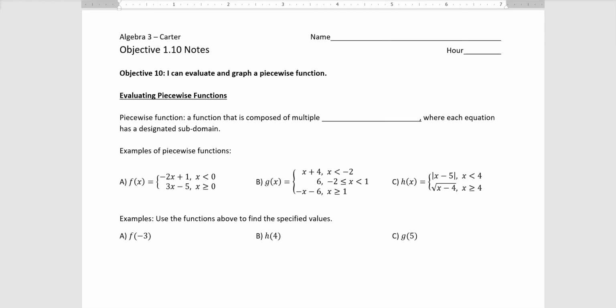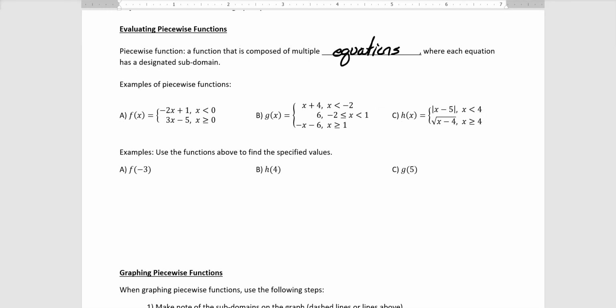Hello, and welcome to our Objective 1.10 notes, the final notes for Unit 1. Our final objective, Objective 10, says I can evaluate and graph a piecewise function. Now, a piecewise function is a function that is composed of multiple equations, and each equation is given a subdomain. So let's talk about how these look here.